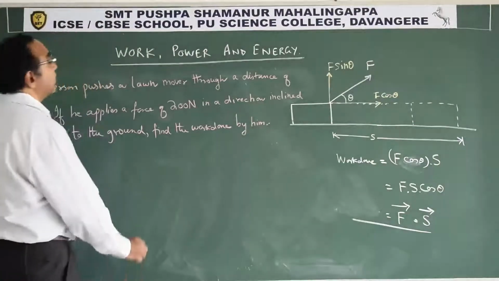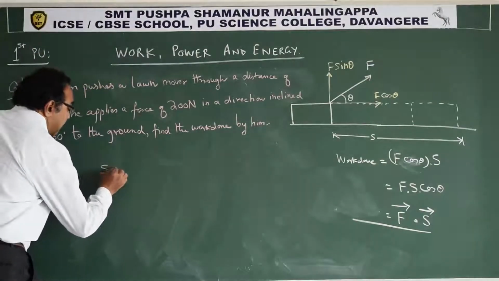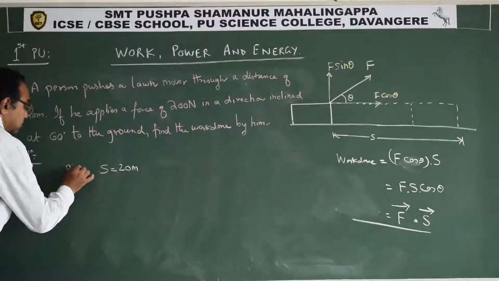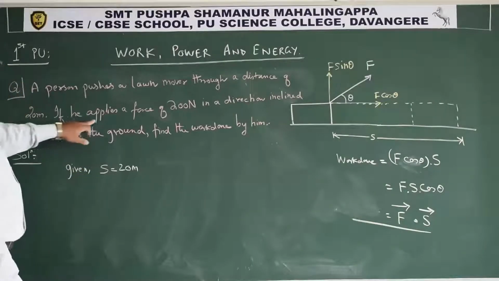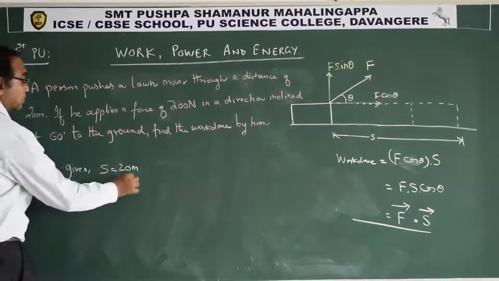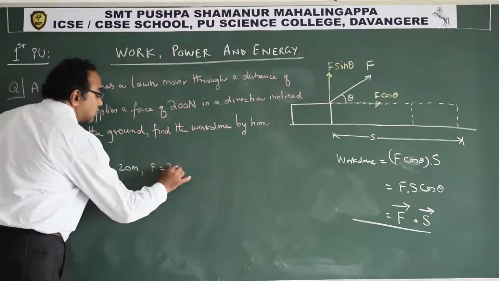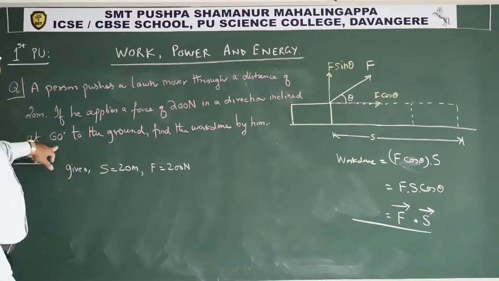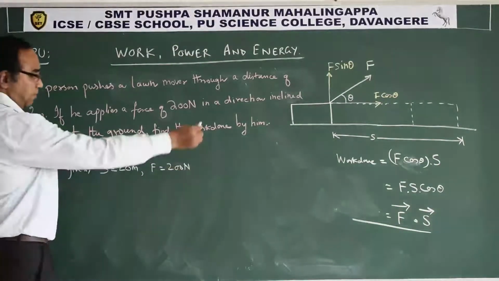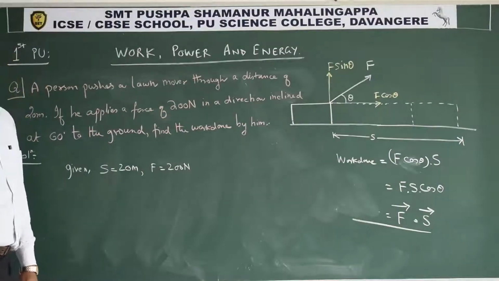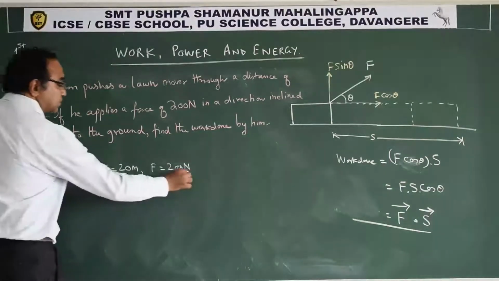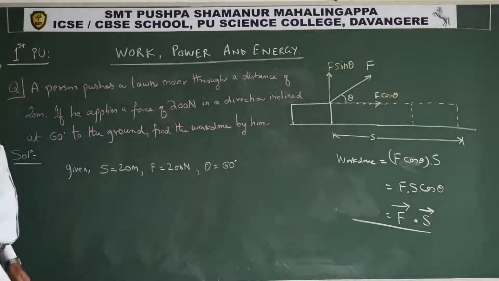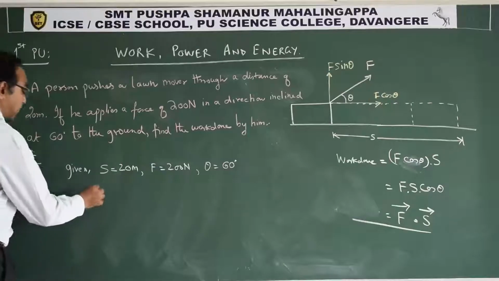See here, it is given through a distance, so I will take it as S. This is 20 meters. If he applies a force of 200 Newton, so force is also given, 200 Newton, in a direction inclined at 60 degrees to the ground. Please observe the diagram. Theta is given as 60 degrees. Find the work done by him. So we have to find work done.